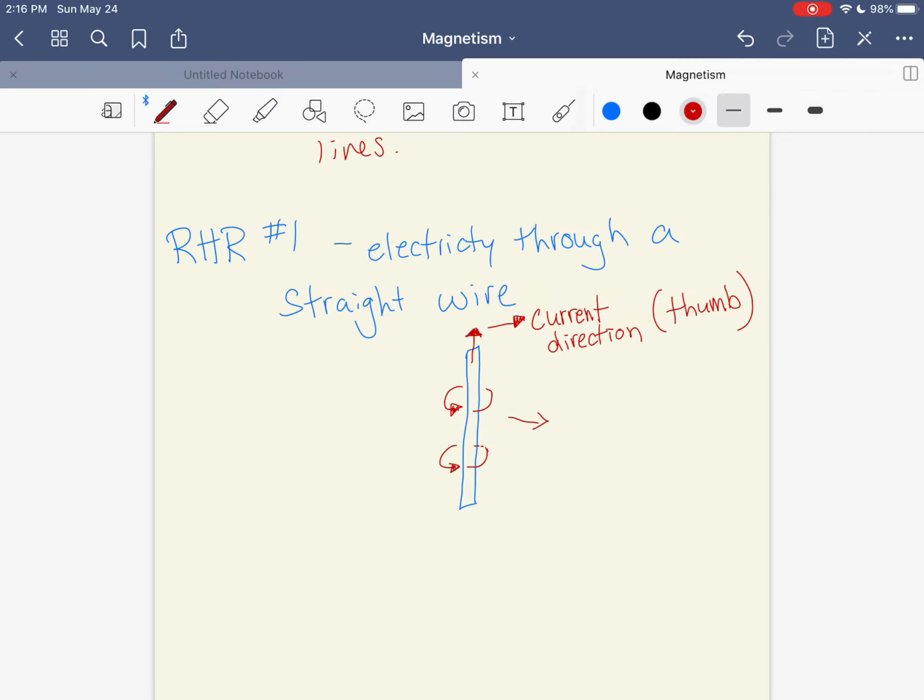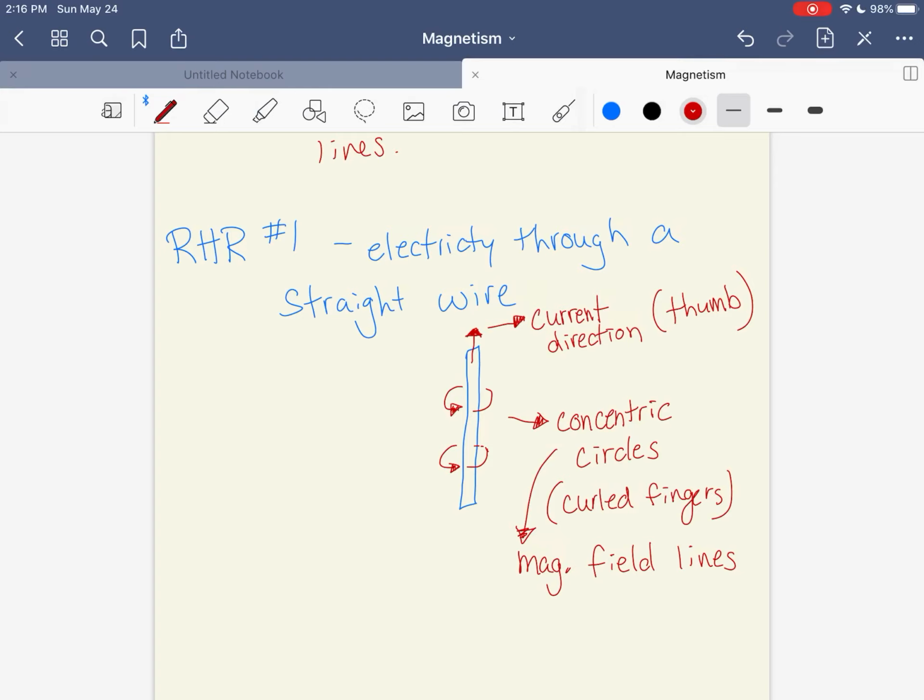And so those are concentric circles, and those are from my curled fingers. Those concentric circles are representing the magnetic field lines. So when my current is pointing straight up, my fingers are curling around in a counterclockwise direction. And that's the direction of the magnetic field lines for that particular wire.